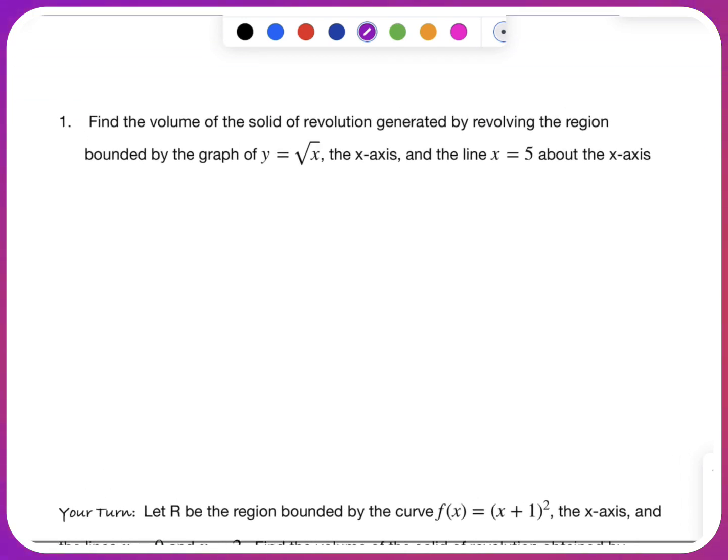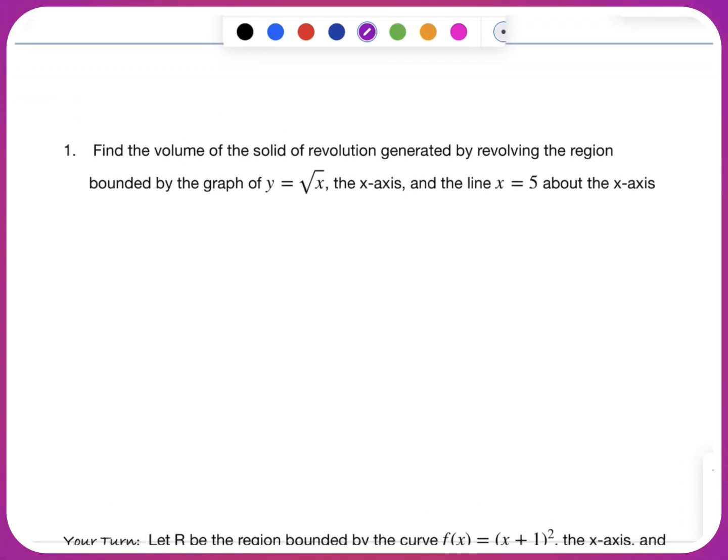Okay, let's look at our first example. Find the volume of a solid of revolution generated by revolving the region bounded by the graph of y equals square root of x, the x-axis, and the line x equals 5 about the x-axis. So we're going to rotate about the x-axis. You always want to start by drawing the picture, just like we did in Calculus 1.